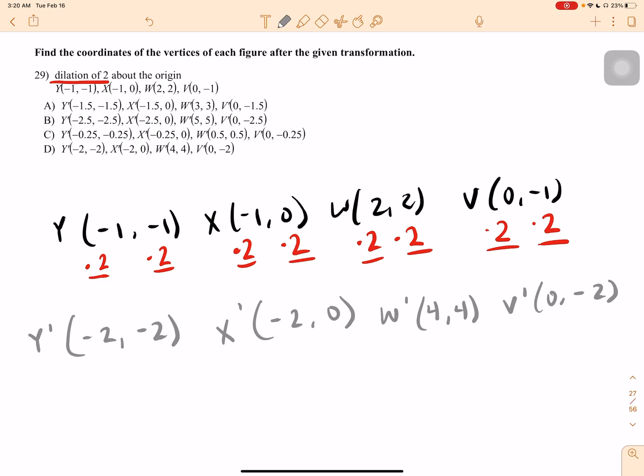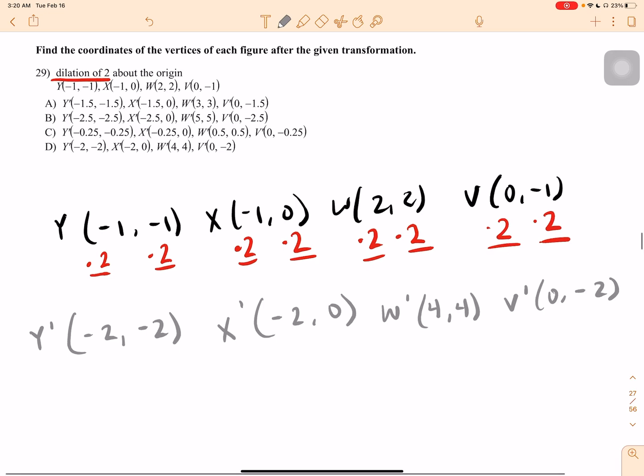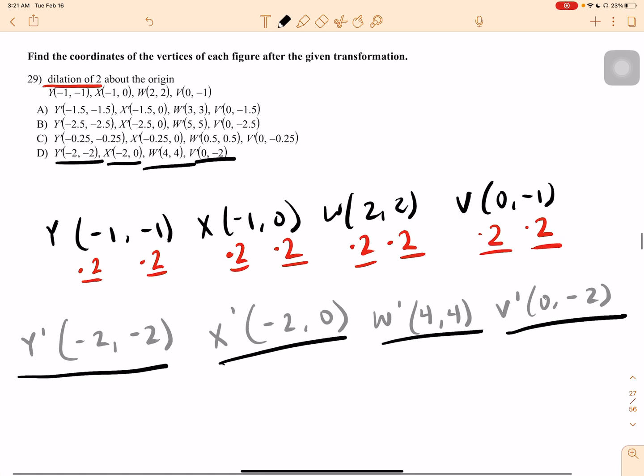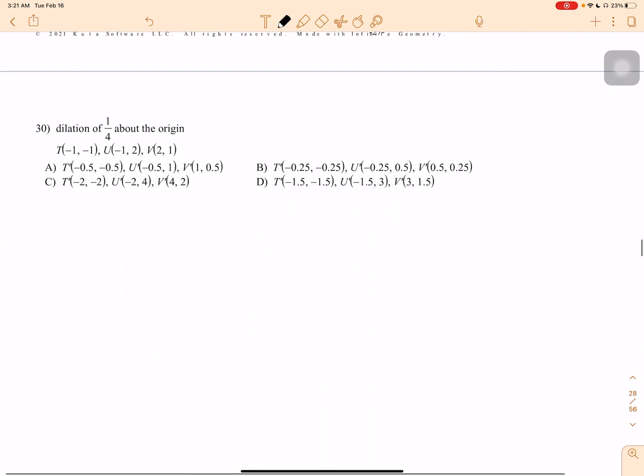So now you have to go ahead and match it with A, B, C, or D. Now it looks like the first 3, all the y primes are decimals, right? But look at here. So y prime, -2, -2, perfect. X prime, -2, 0, awesome. W prime, 4, 4. V prime, 0, -2. At first I thought it said 0, -2. 0, -2. Okay, so that's how you would do those. You would just multiply them by the scale factor, and then you're good to go. Okay?